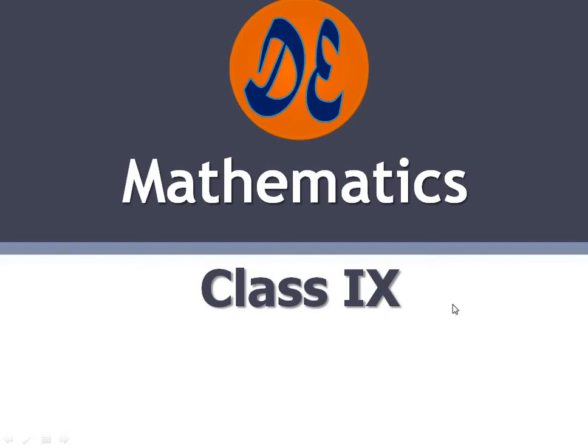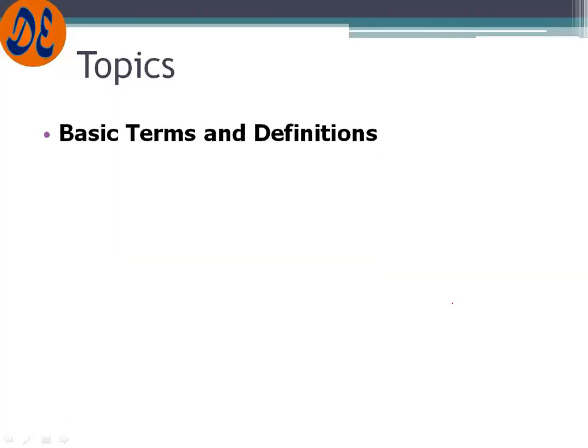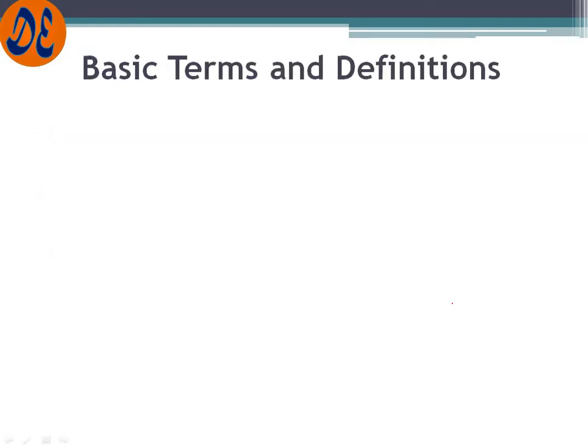Today we are going to have a new chapter, lines and angles. This is part 1, and today we will be discussing some old topics that will be required for you to complete the chapter on lines and angles. So today we are going to discuss basic terms and definitions, pairs of angles, intersecting lines and non-intersecting lines. So let us see one by one.